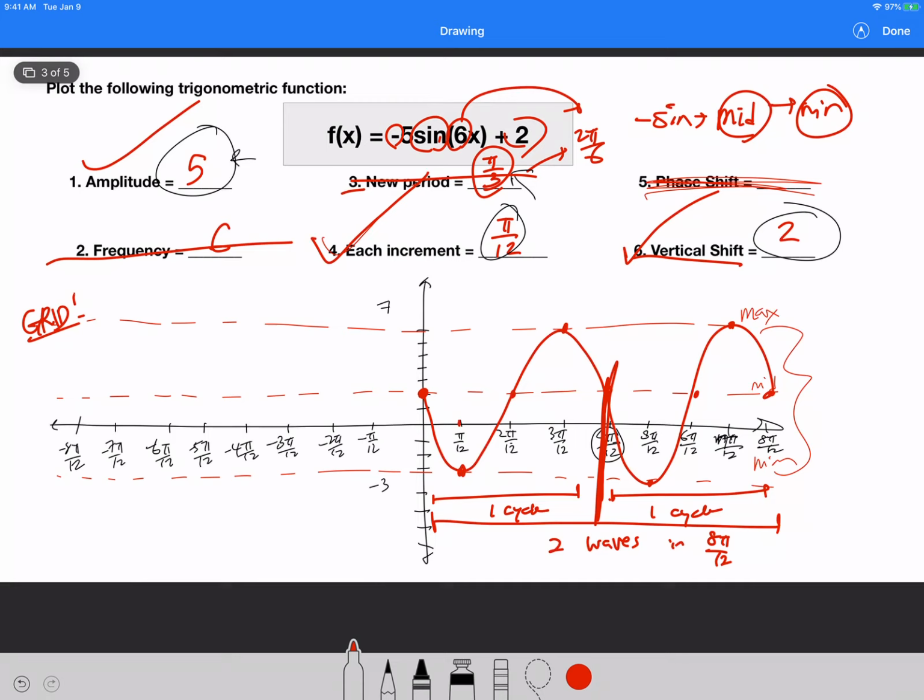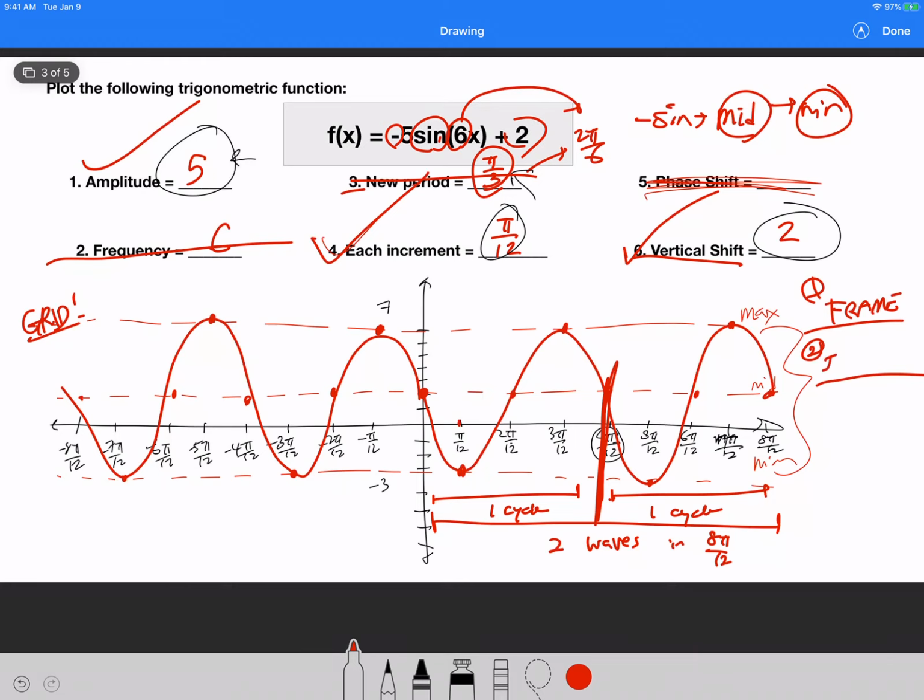Then I go to the other end, so this one will be max, mid, min, mid, max, mid, min, mid. So I'm going to go like this, and there's my wave right there. Again, I'm checking the frame, making sure it's established. If you don't establish that, I'm not going to give you points.